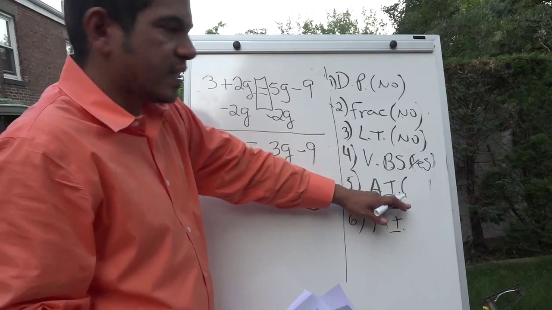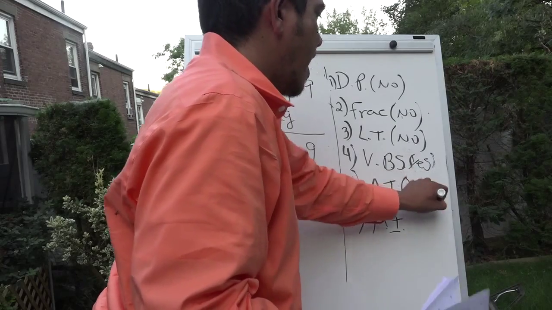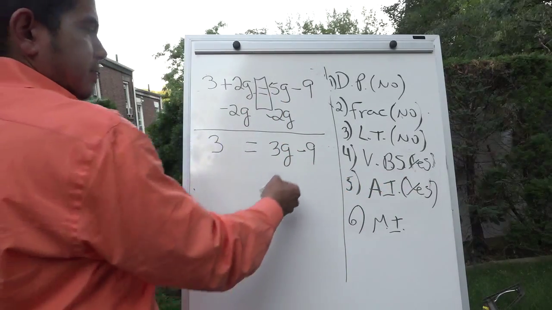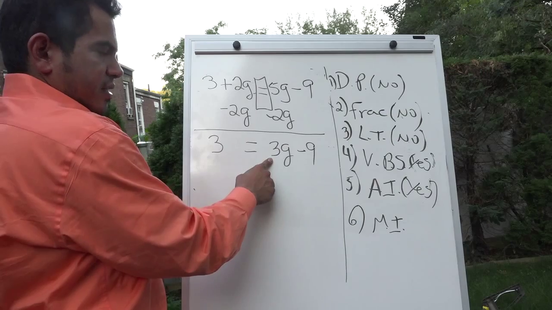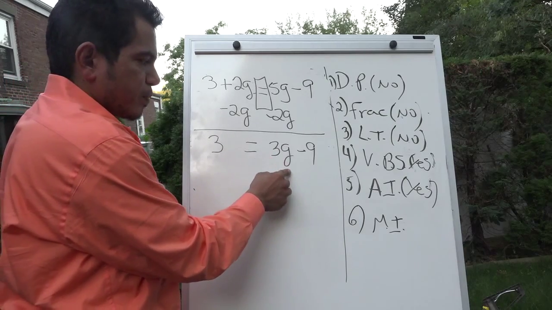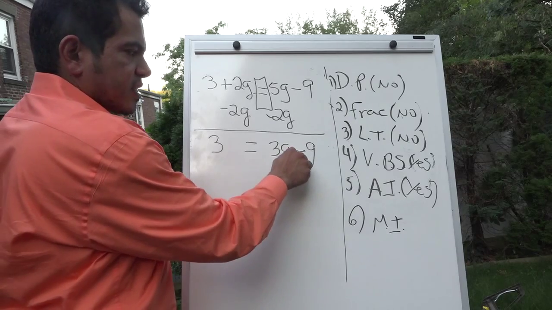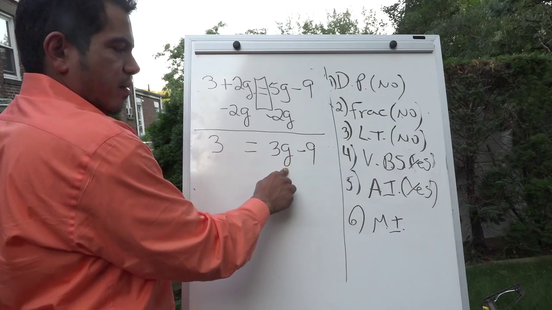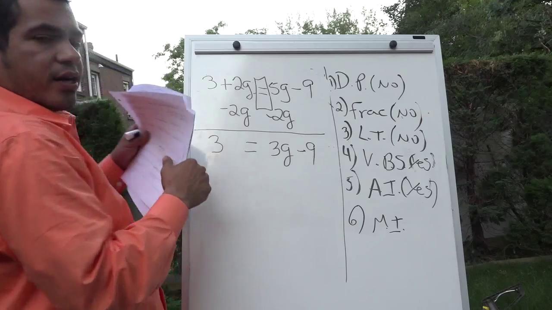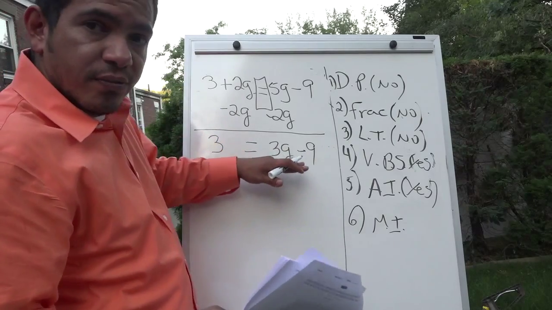Additive inverse. Do I have additive inverse? The answer is yes. How do I know that? Well, 3 is not adding or subtracting. 3 is multiplying the g. 9 is subtracting. You see that? There is a sign between the number and the variable. So I know which additive inverse to use.